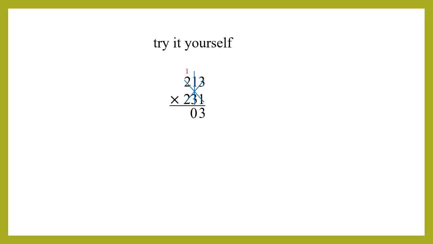So 3 times 1 is 3, plus 1 times 2 makes 5, plus 2 times 3 makes 11, plus the 1 makes 12. So we write the 2, regroup the 1. Next, we want to do thousands. Thousands is tens times hundreds, or hundreds times tens. 3 times 2 is 6, plus 2 times 1 makes 8, plus the 1 makes 9.